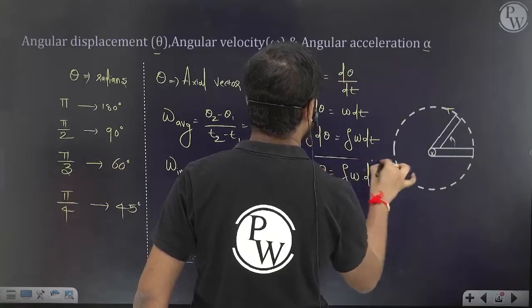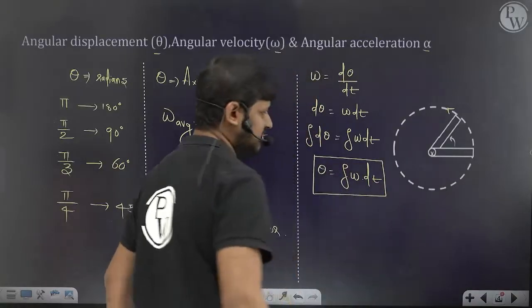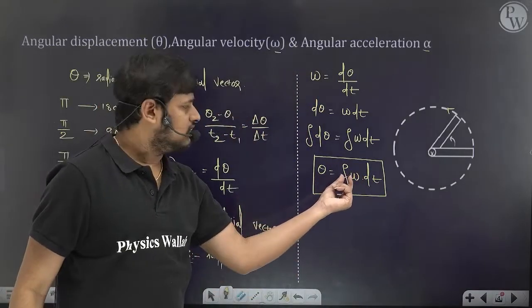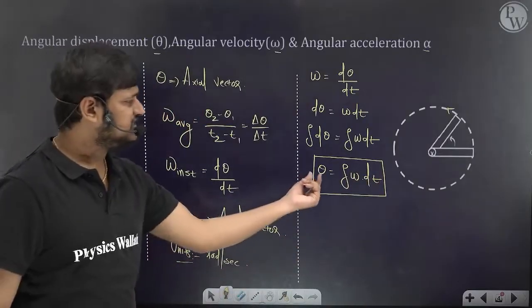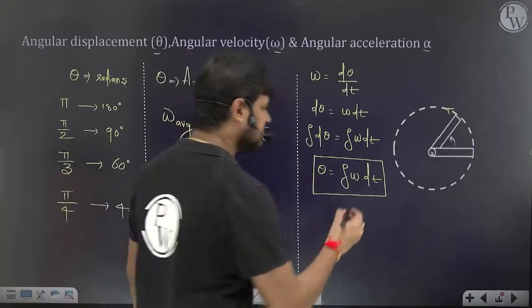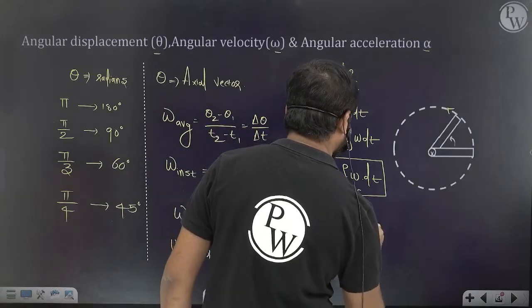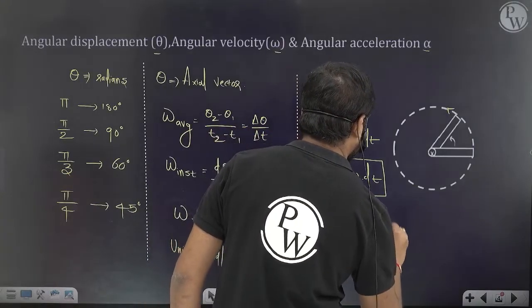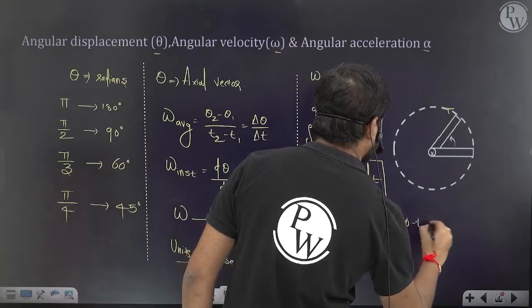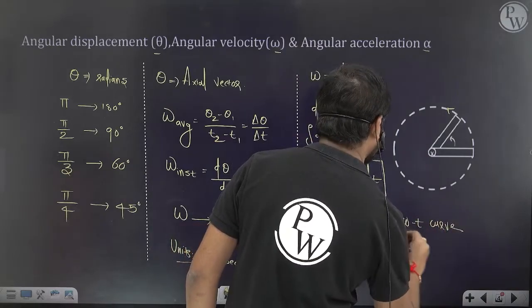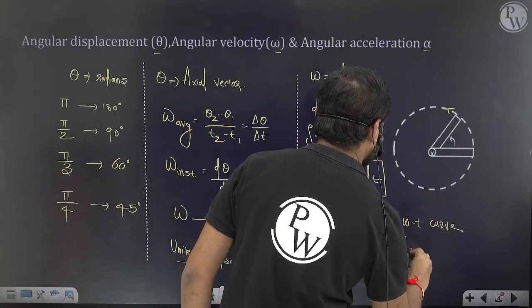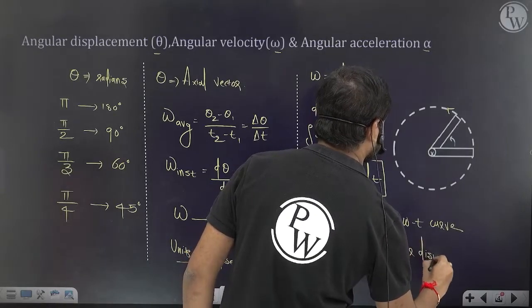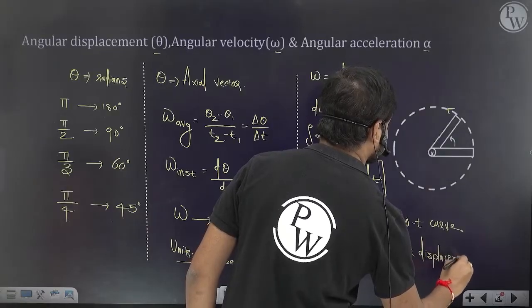So that means the area under the angular velocity and time curve will result in the angular displacement. Yes or no? So the area under the omega t curve results in angular displacement. Yes, clear this part? Chalo.